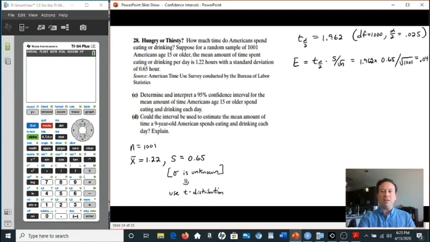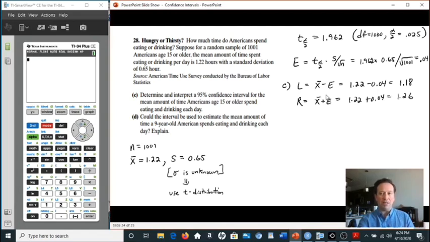All right, now using the margin of error formula, take the t-score, multiply it by S divided by the square root of n, so it looks like this, and you get 0.04. So now, to answer question C, the left and right boundaries are the sample mean, which is our point estimate, minus and plus that margin of error, which gives you 1.18 and 1.26. So that's your confidence interval.